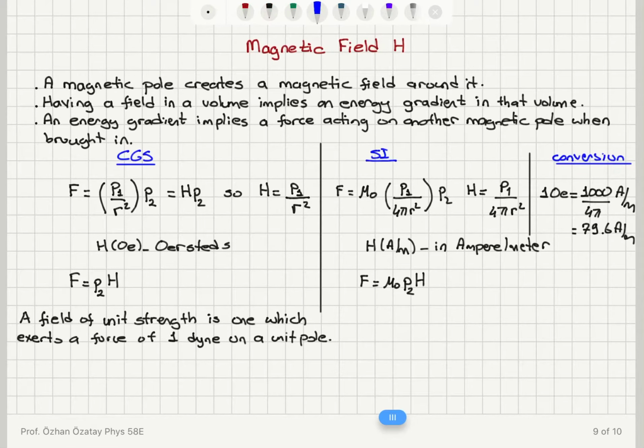Now I have one remark about this magnetic field. There is another name for it. H is also called the magnetizing force.